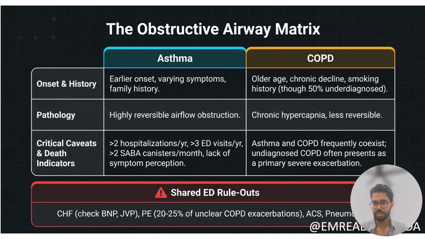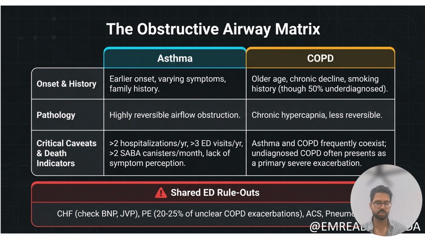Versus COPD, oftentimes you have asthma and COPD that coexist. So undiagnosed COPD often presents as a primary severe exacerbation. A patient may not already have a medical history of COPD. They'll have a severe exacerbation of their respiratory status. They present to the ED, and we then have evidence that there's probably underlying COPD in this patient.